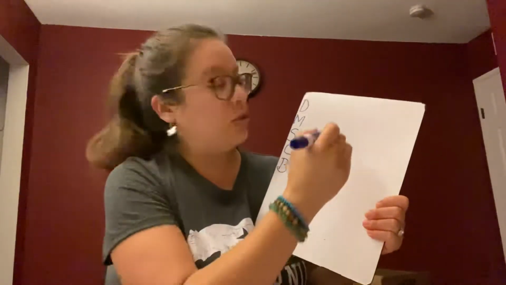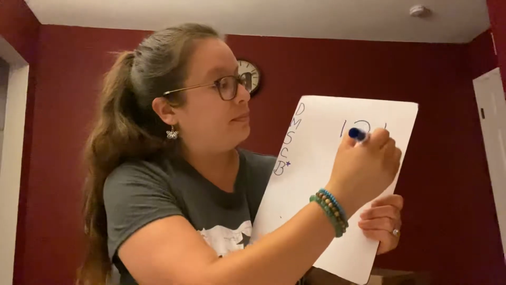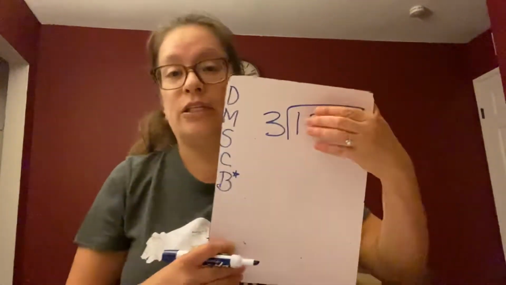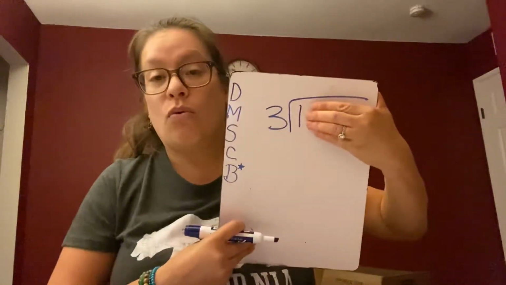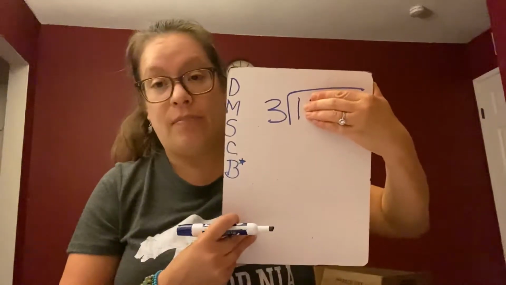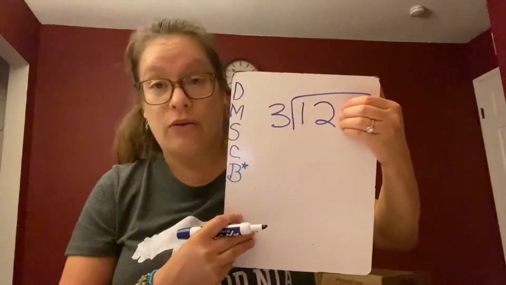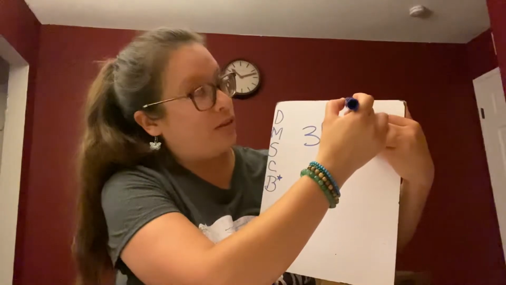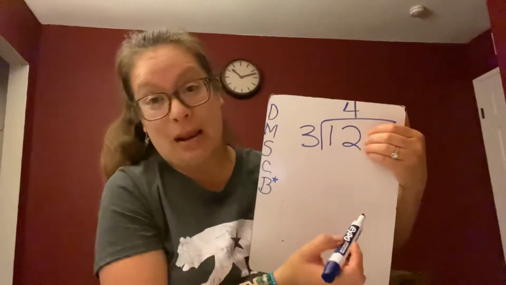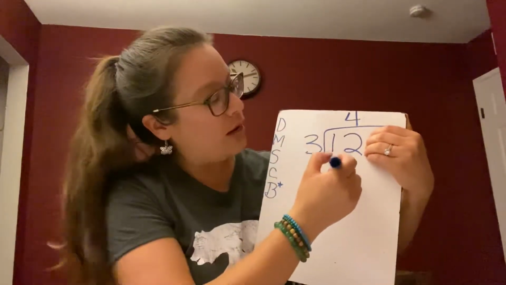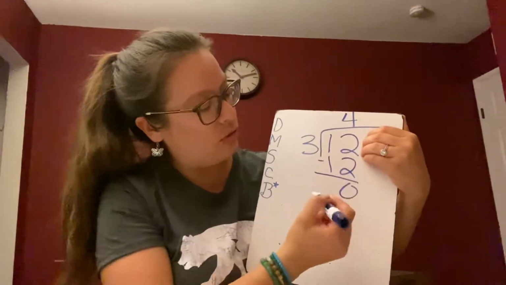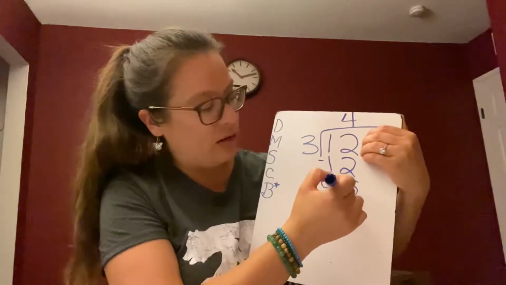All right, let's do 121 divided by 3, okay? All right, digit by digit. 1 divided by 3 cannot happen. Therefore, I use 12. That can happen. 12 divided by 3 is 4. Okay, multiply 3 times 4, 12. Subtract 0, 0. I'm going to put it here.